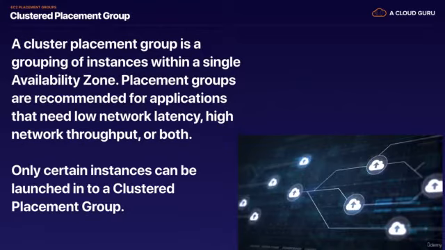Clustered placement groups is basically a grouping of instances within a single availability zone. Placement groups are recommended for applications that need low network latency, high network throughput, or both. So essentially it's a way of putting your EC2 instances very close to each other so that you have very low network latency and you can also have very high network throughput. So that's all it is. It's a way of grouping your EC2 instances very close together within a single availability zone. And only certain instances can be launched into a clustered placement group.